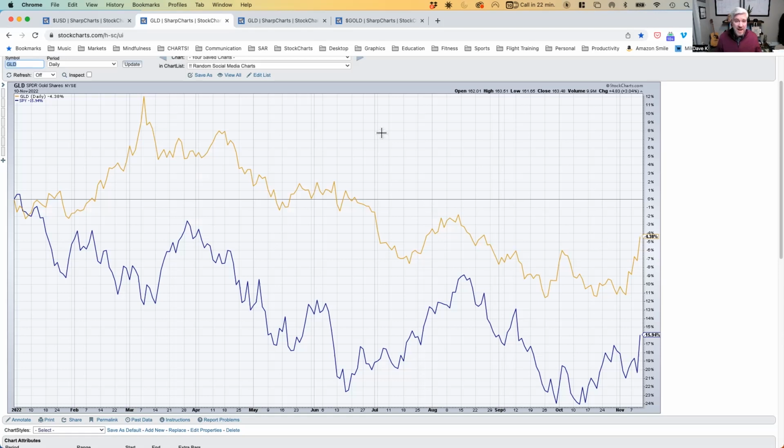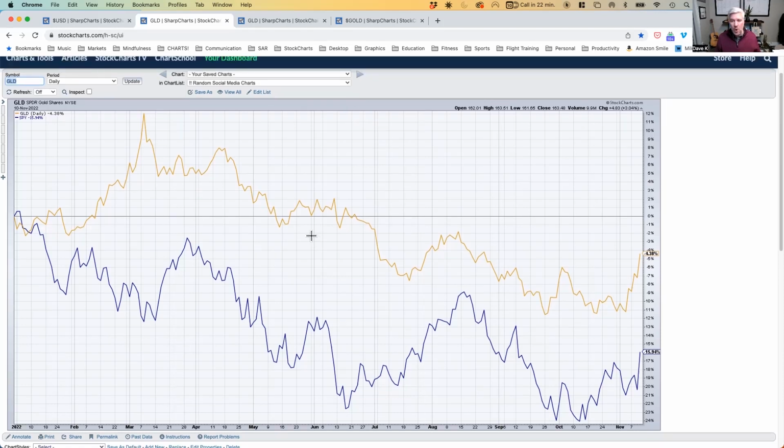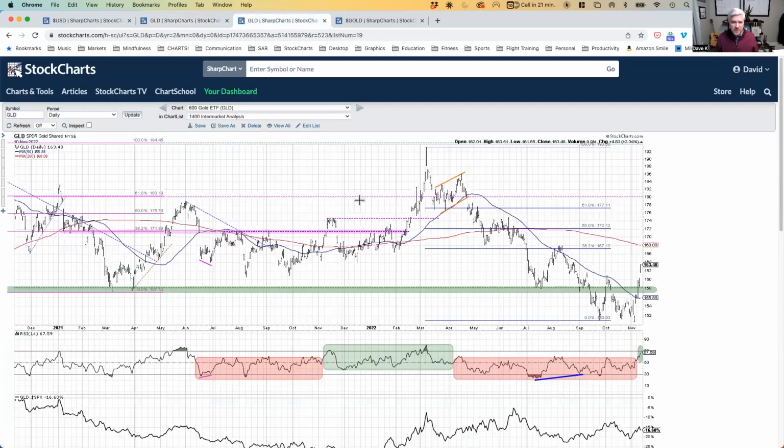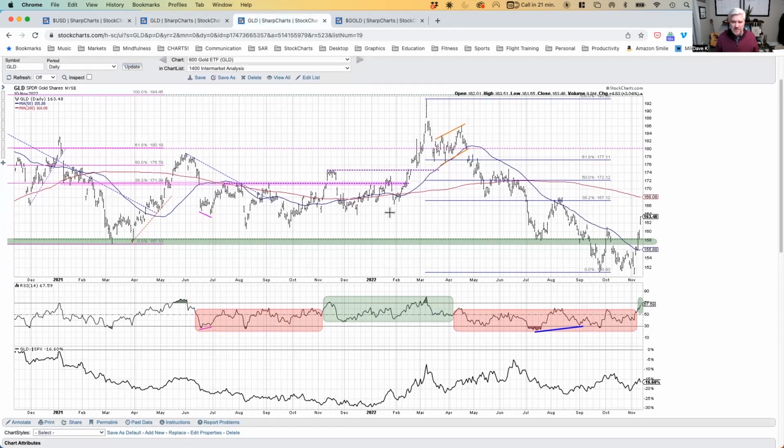So gold hasn't been bad on a relative basis, but overall you can see that the trend in gold overall has been lower, with lower highs and lower lows. That potentially changed in October into November. And let's look a little bit closer at the chart of the GLD. So again, this is a liquid gold ETF.